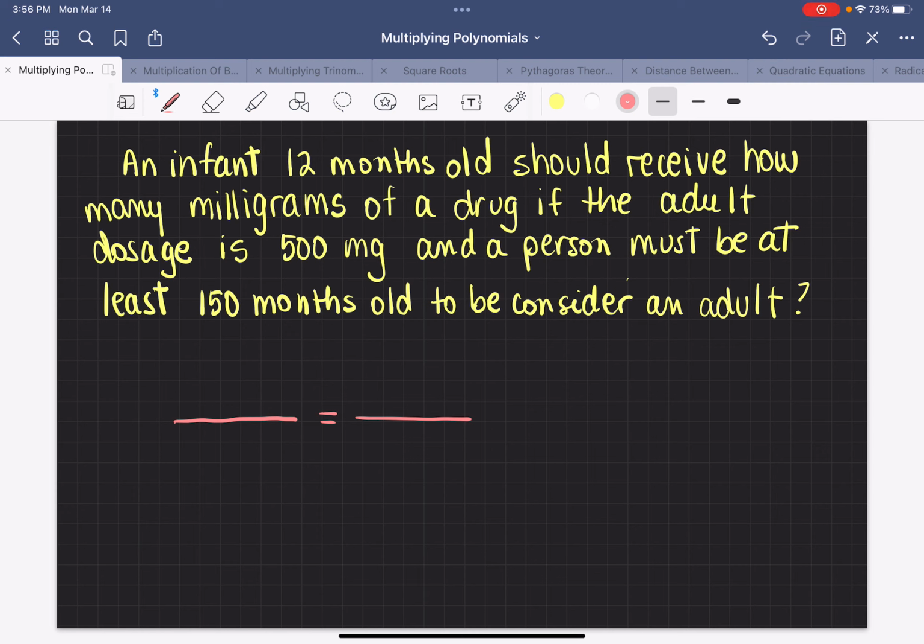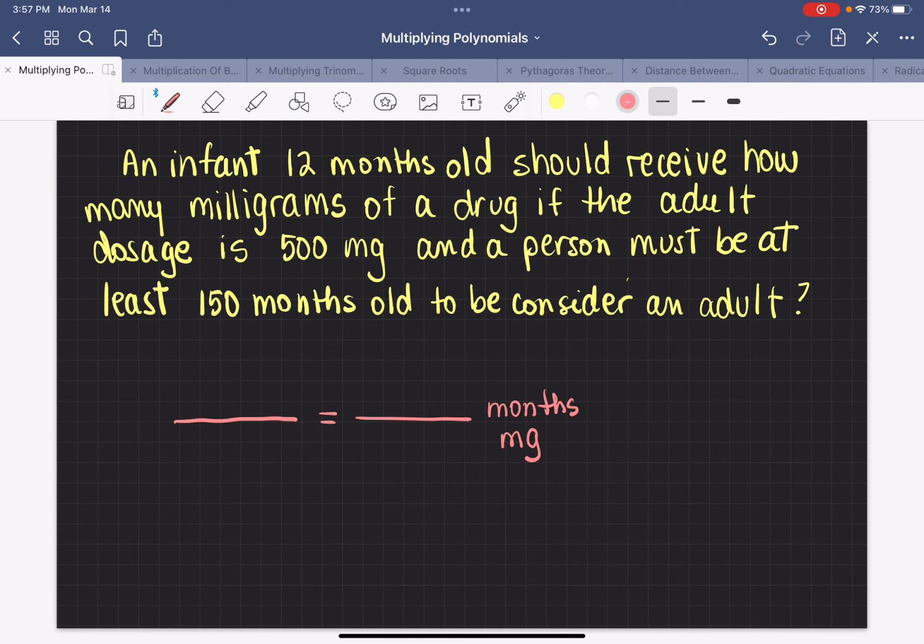Okay, so we have two units here. One is months and the other unit is milligrams. So we're going to decide which one we're going to write on top of the fraction and which one on the bottom. It doesn't matter where you choose to write it, as long as if you write it on top, you do that on both sides of the equal sign. So I decide to write months on top. I could have done it the other way around, and milligrams in the bottom of the fraction.